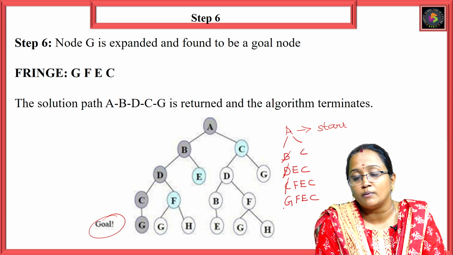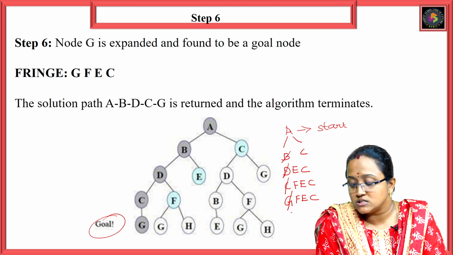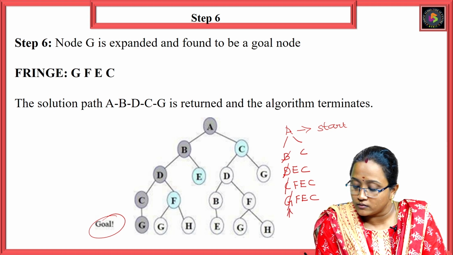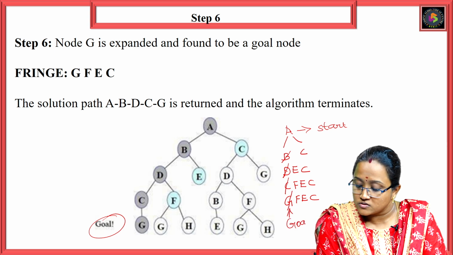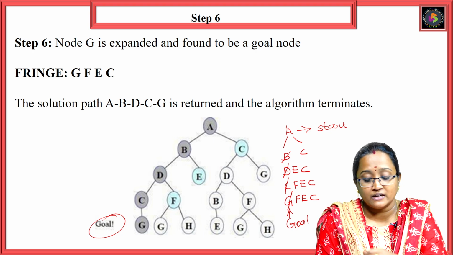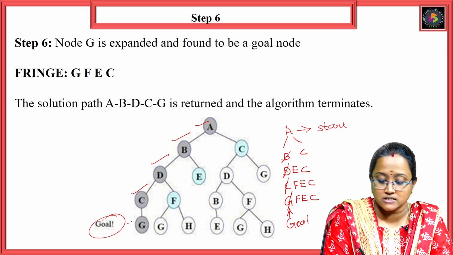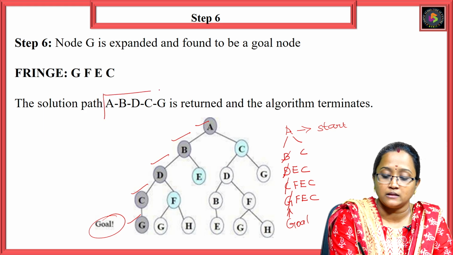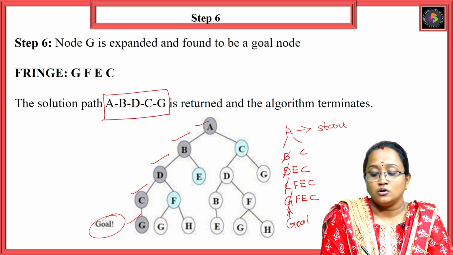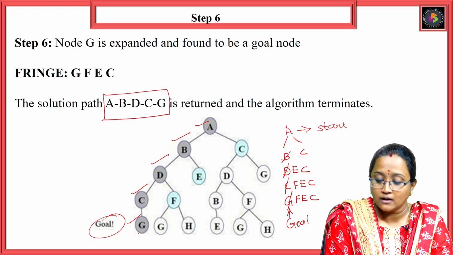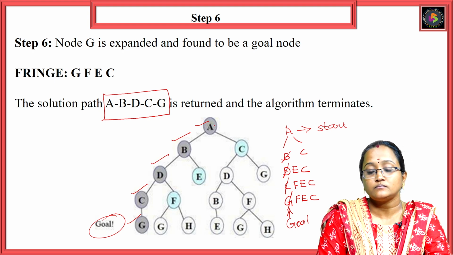The next node at the top of the stack is G. So G is our goal node, and we have reached the goal. How did we reach the goal? A, B, D, C, G. So this is the path we found to reach the goal G from the start state A.